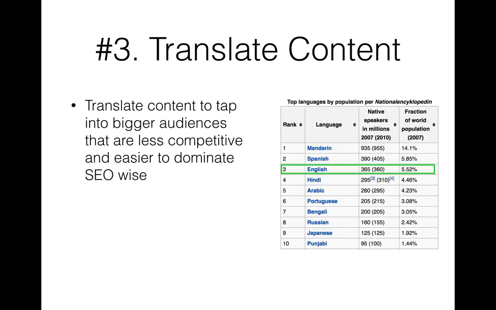Number three, translate content. English is definitely not the most spoken language on the planet anymore. So translate content to tap into bigger audiences that are much less competitive and easier to dominate SEO-wise. When I started looking at the Spanish market about a year or so ago, the Spanish market was super basic. If you wrote an article that was 1,000 to 2,000 words on digital marketing, you could rank on the first page, typically in the first position, because people really didn't make use of SEO backlinks.